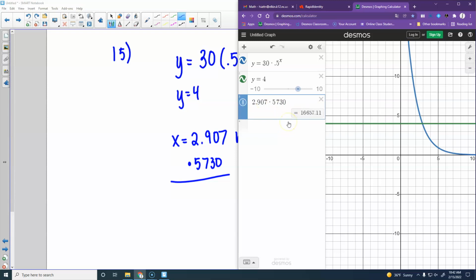And so if we do that, we're going to get six. This is going to be a little bit more precise. I need to change my answer. I've gotten better at doing these problems since the last time I used Desmos. So 16,657 years.